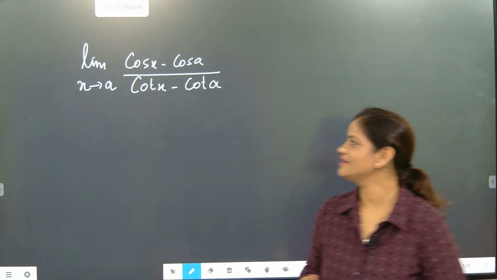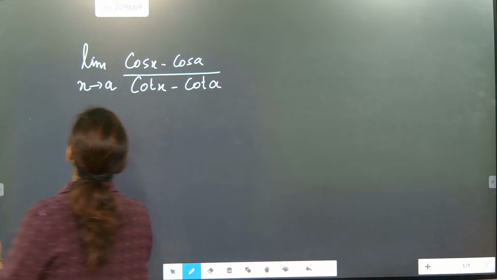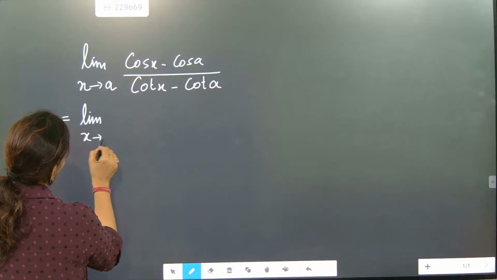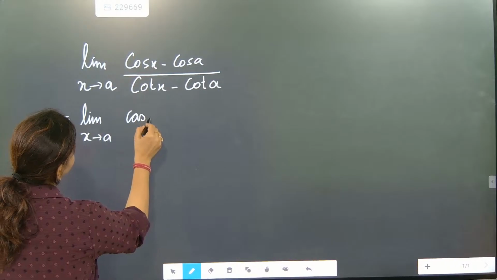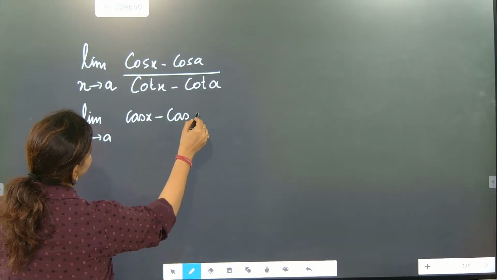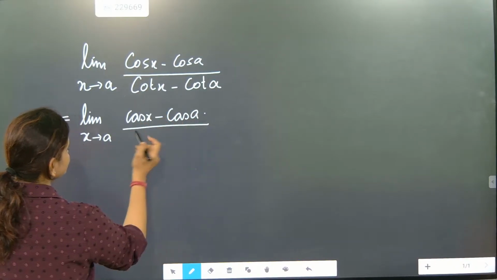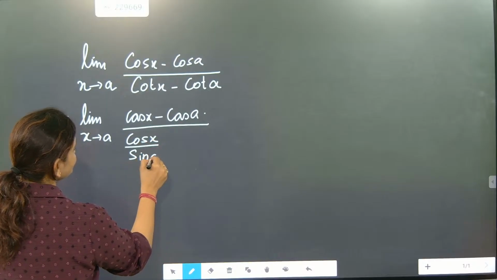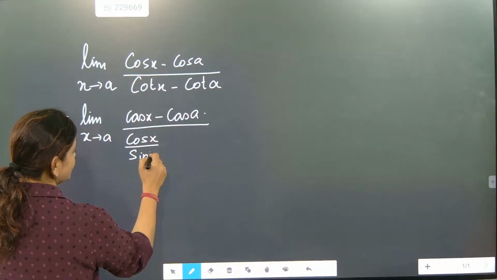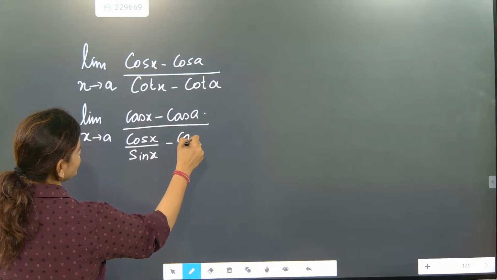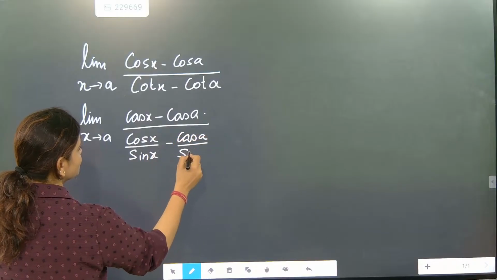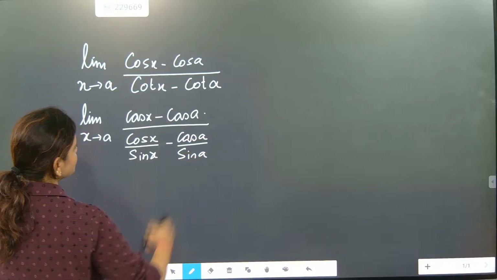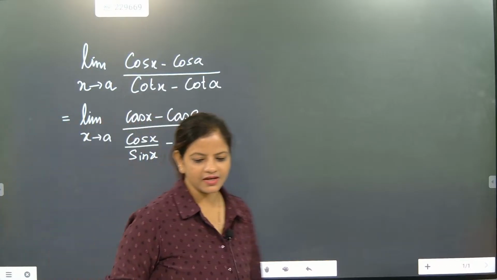Now look here. It's like cos when you are writing now. So you need to understand that limit x tends to a, cos x minus cos a by cot x will be written as cos x by sin a. Sujata, you took the challenge. That's a very good thing. I love to give challenges and you are taking it very strongly. Super. So here it will become sin a. Now cross multiplication.